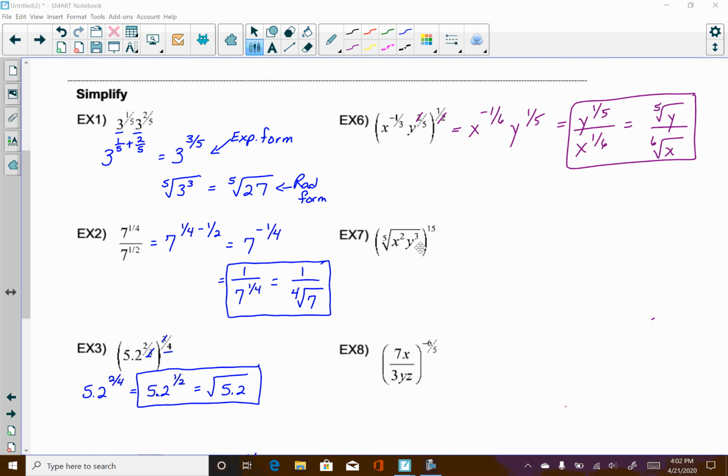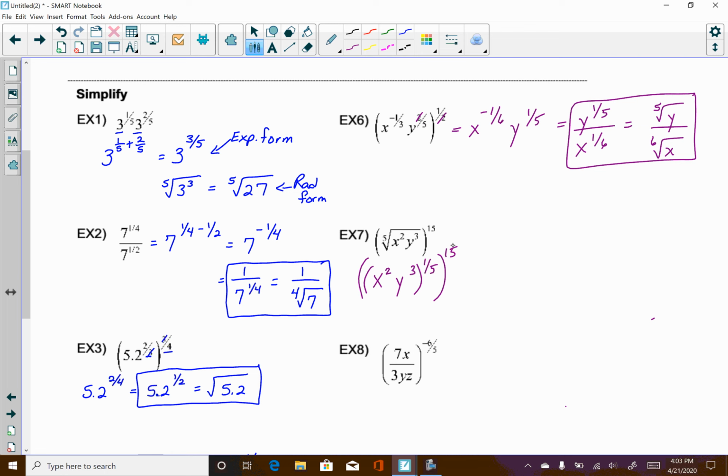All right, so in the next one you've got the 5th root of x squared y cubed, and then that's raised to the 15th power. Let's think about this one like so, ignoring the 15 on the outside for a moment. You have here x squared y cubed, and then it's the fifth root, so that's the same as raising it to the 1/5 power, and then it gets raised to the 15th power. So you've got a power to another power.